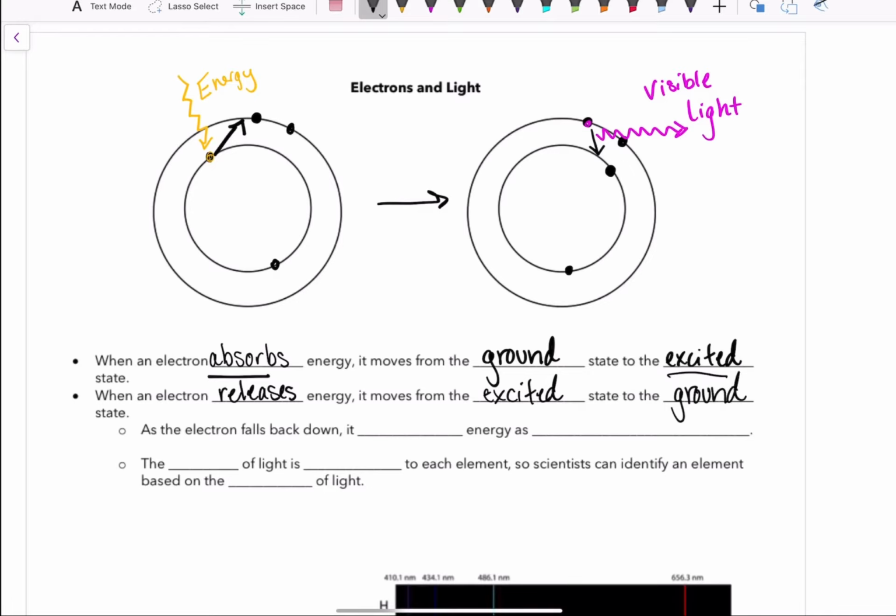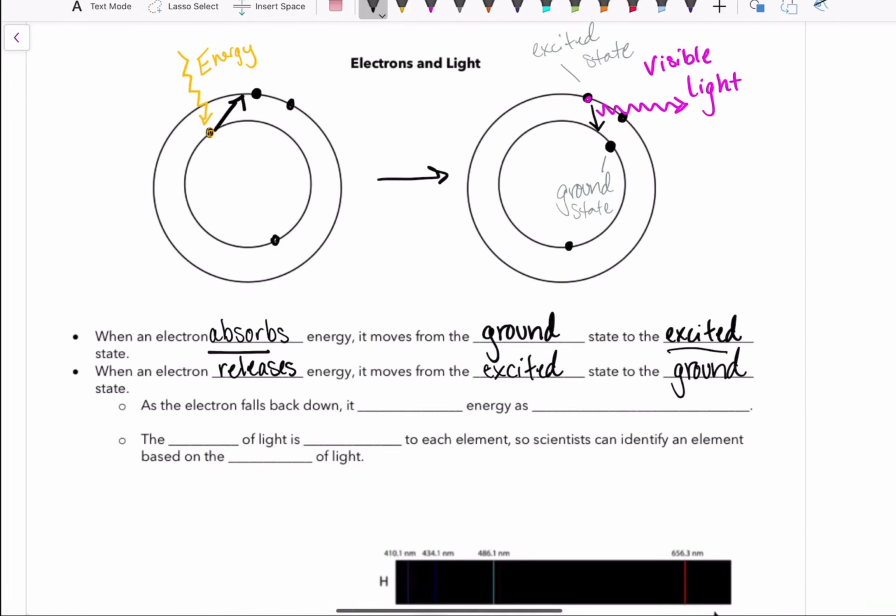So right here, we had the electron at the excited state. And then when it fell down to its ground state, it emitted energy, but specifically as visible light. And that visible light, we know, the only part of the electromagnetic spectrum we can see, has a particular color that goes with it. So as the electron falls back down, it releases energy as visible light.